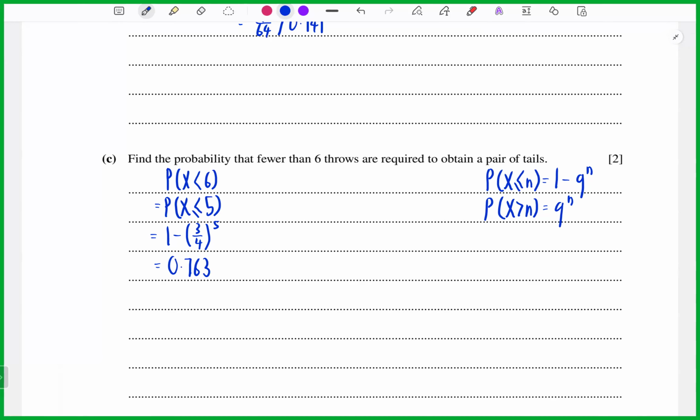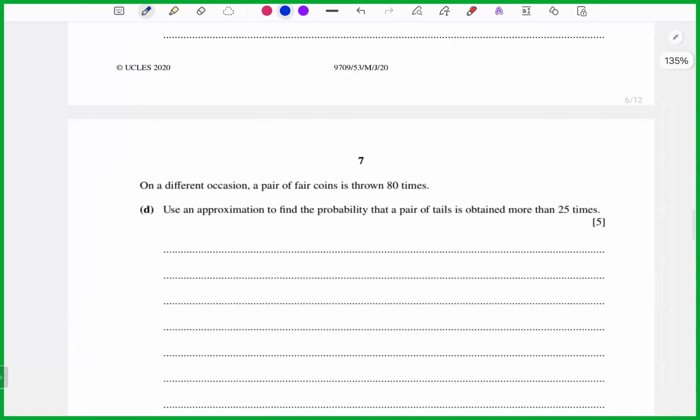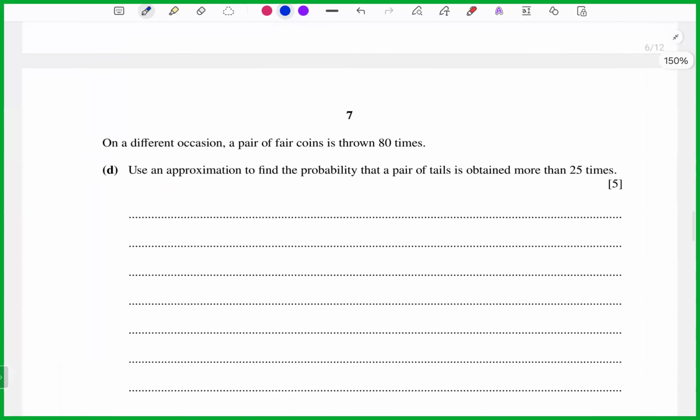Now let's go into the next question, question D. On different occasions, a pair of fair coins is thrown 18 times. So actually you see, for samples, 18 times is a binomial. Binomial. And then you use an approximation to find the probability that a pair of tails is obtained more than 25. So it's more than 25.